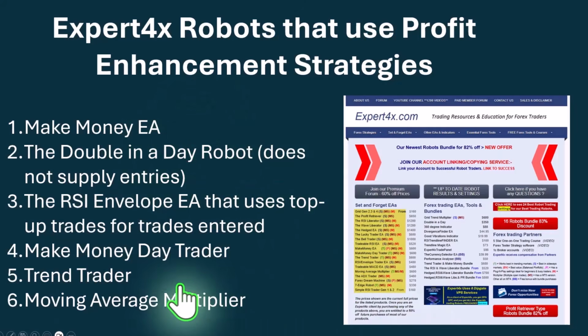And firstly, here is a list of the EAs that use this strategy. The Make Money EA, the Double in a Day EA, the RSI Envelope EA, the Make Money Day Trader does it, the Trend Trader does it, and the Moving Average Multiplier. So a lot of EAs use this strategy.